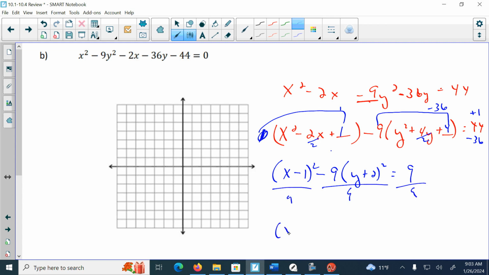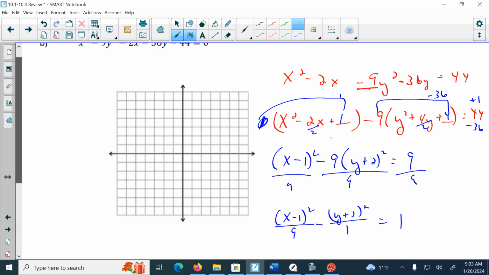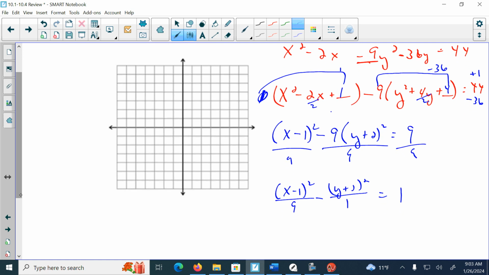So when I do that, I'm going to have x minus 1 squared over 9 minus y plus 2 squared over 1 is equal to 1. Okay, the x is the one that's positive, so that means my a squared is going to be 9, which means a is going to be equal to 3. Whoops, I forgot to tell you my center. My center is going to be 1, -2. So 1, -2. My a is 3.